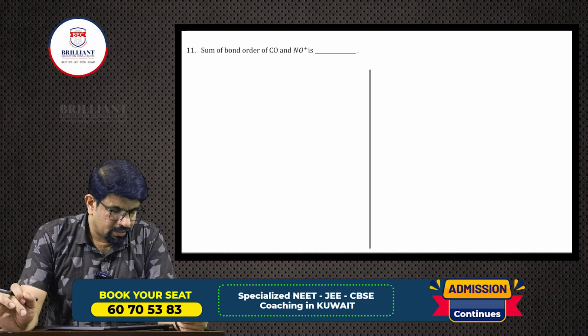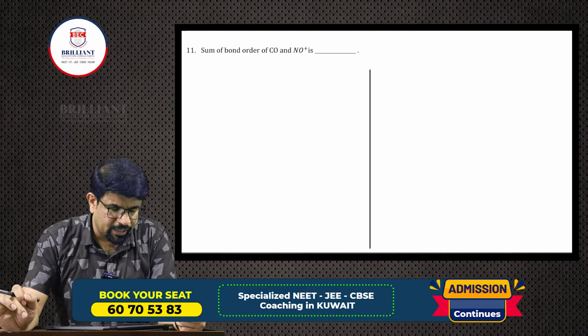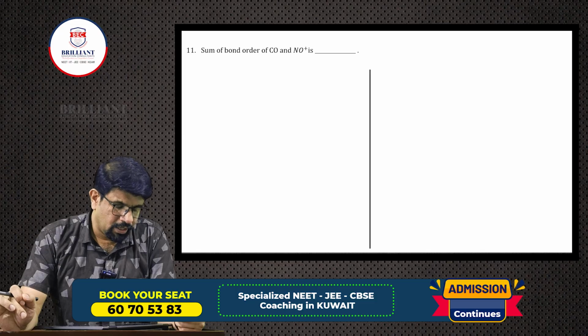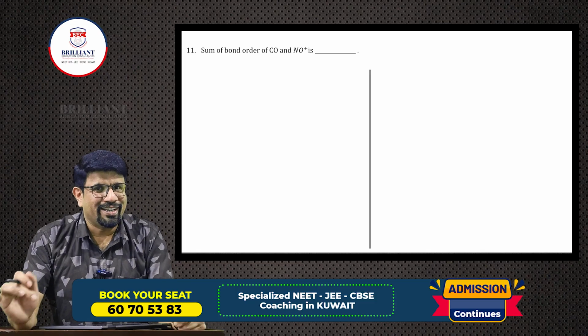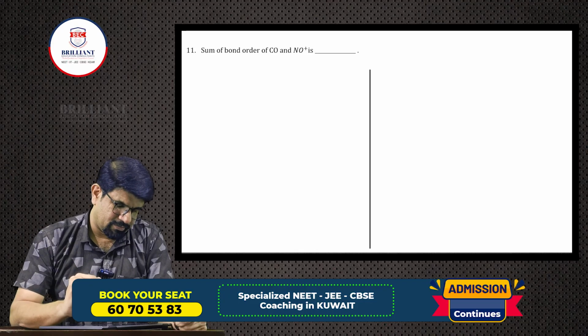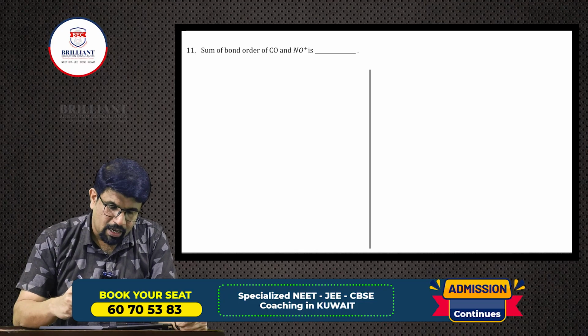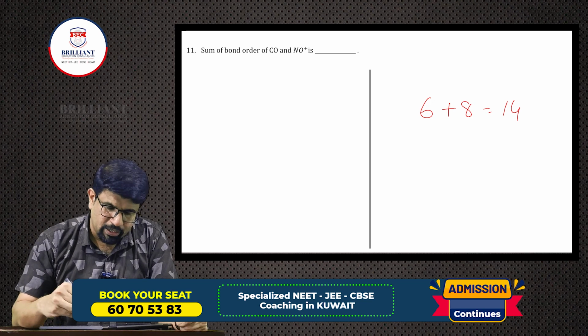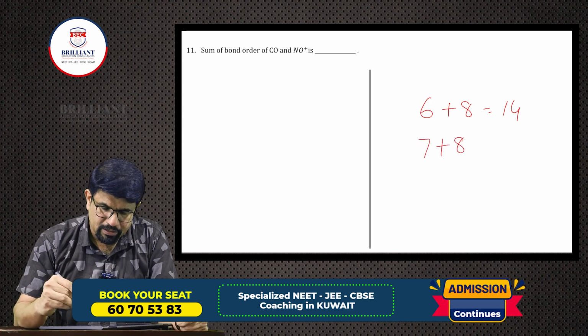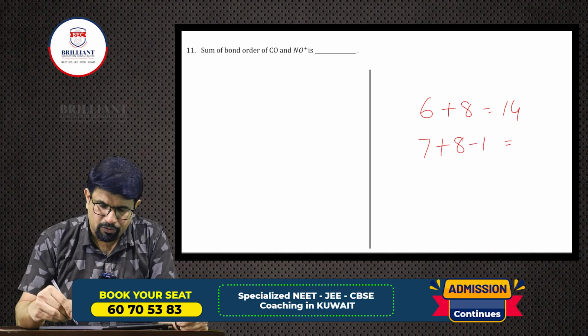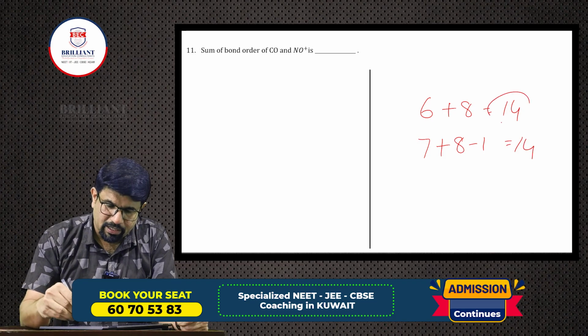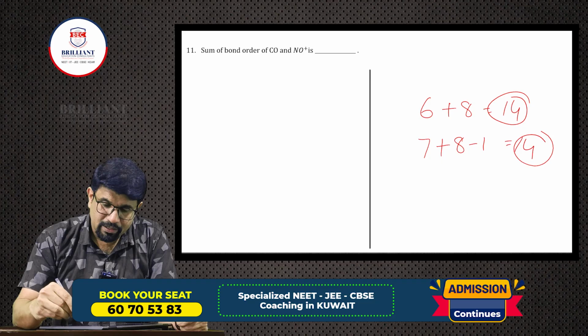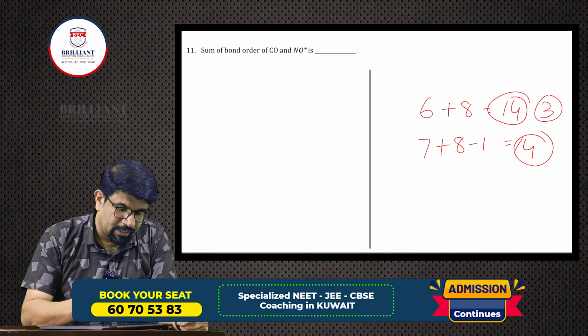Next question. Sum of bond order of carbon monoxide and NO plus is. Here also, if you know the shortcut, you can easily solve this question. Then what is the shortcut? Carbon monoxide: carbon 6 electrons, oxygen 8 electrons, so that is a total of 14. And nitrogen you already know 7, oxygen 8, then it is plus, that's why minus 1, so 8 plus 6, it is also 14. So if 14 comes, the bond order is 3, so 3 plus 3, 6 is the answer.